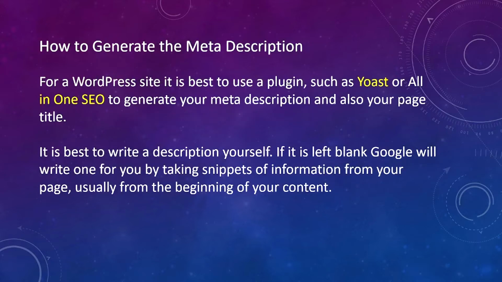So how do you generate the meta description? Well, for a WordPress site, it's best to use a plugin such as Yoast or All-in-One SEO to generate your meta description and also your page title. It is best to write the description yourself. If it's left blank, Google will write one for you by taking snippets of information from your page, usually from the beginning of your content.